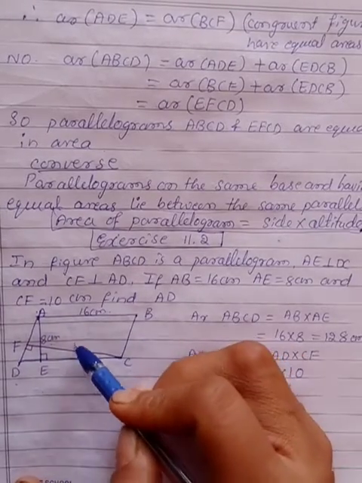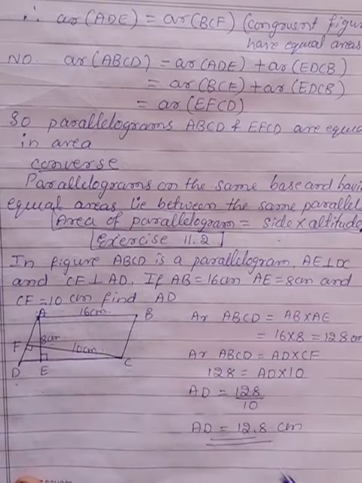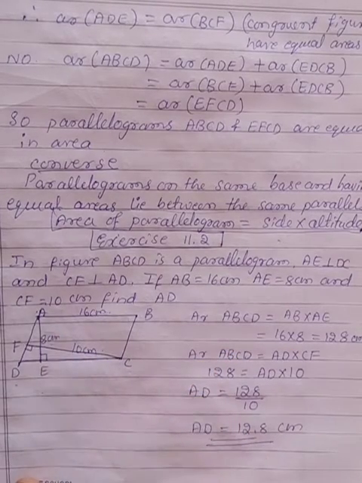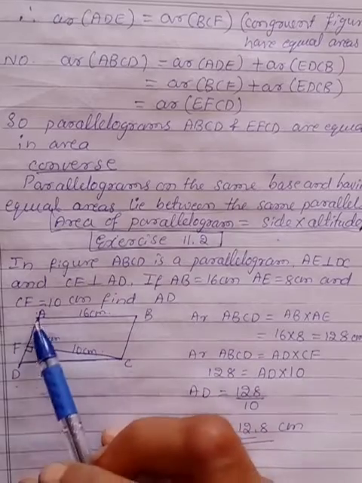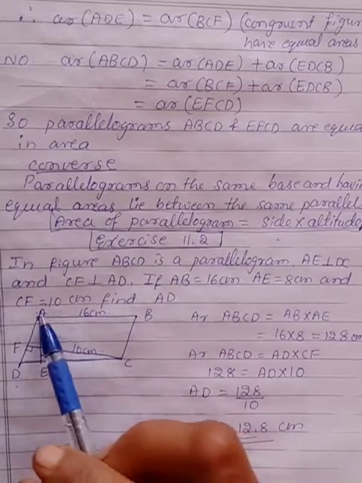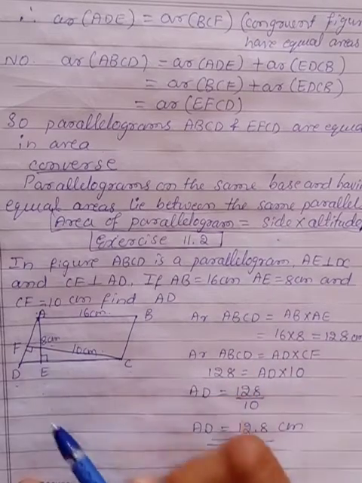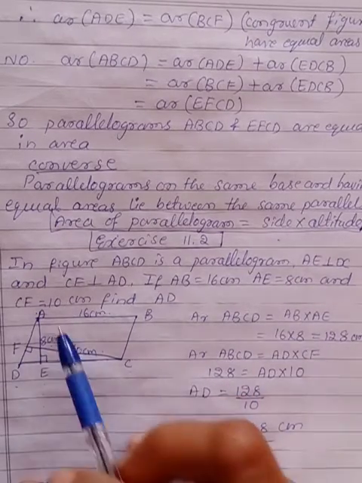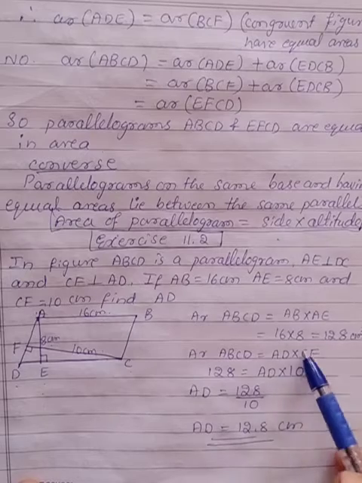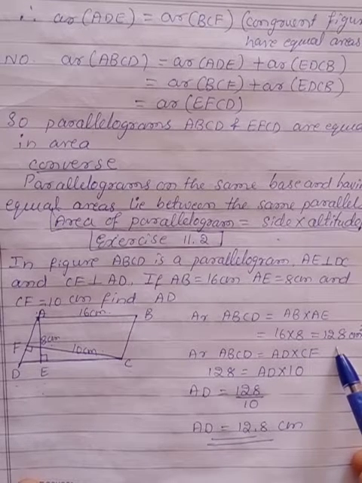CF measure they have given as 10 centimeters. Now we have to find AD. First, we will find the ABCD area, taking this base and this as the altitude. AB into AE. So, AB is 16, AE is 8. 16 times 8 is 128 we are getting.